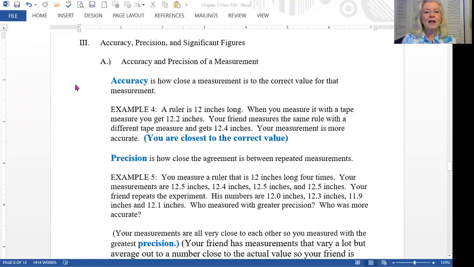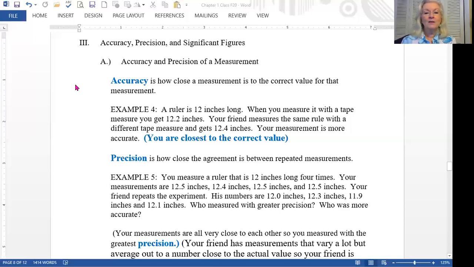So let's look at the example. A ruler is 12 inches long. You measure it with a tape measure and get 12.2 inches. Your friend gets 12.4. You are more accurate because you're closest to the correct value.